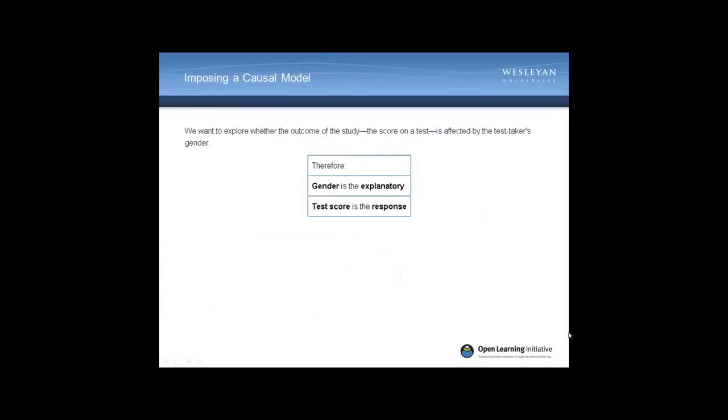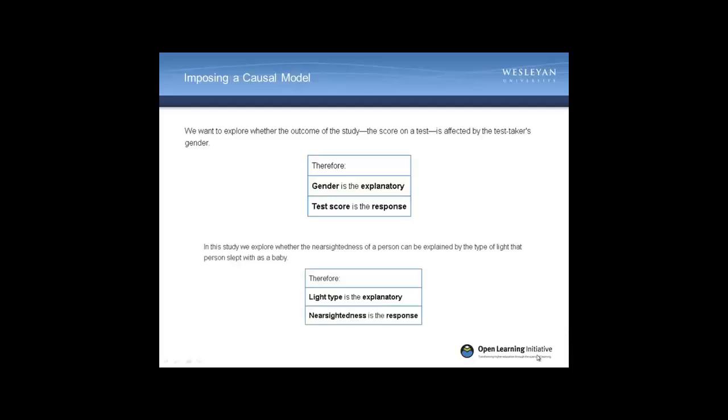So to get the hang of this, let's go back to some examples and determine which of the role types represents each research question. So if we want to explore whether the outcome of the study, the test score, is affected by the test taker's gender, we would designate gender as the explanatory variable and test score as the response variable. If we want to explore whether the nearsightedness of a person can be explained by the type of light that that person slept with as a baby, light type would be the explanatory variable and nearsightedness would be the response variable.